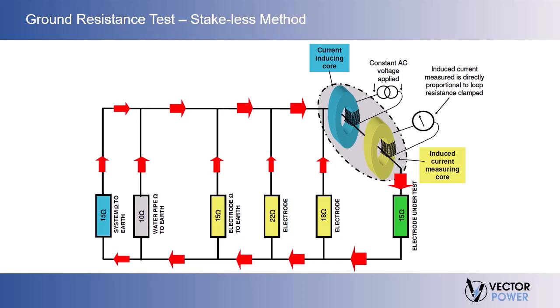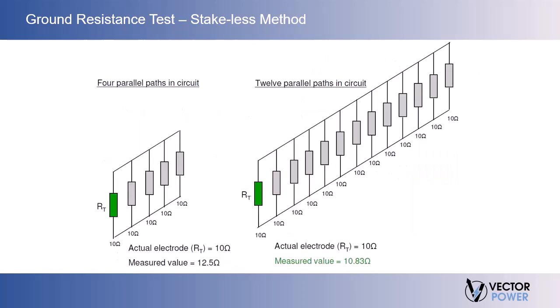That leads us to the key rules when using a stakeless tester. Our first rule is that there must be a loop resistance to measure, a series parallel resistance path, and the lower the better. Look at the two circuits shown. Note that more parallel paths lower the total resistance value. Hence, the more parallel paths, the lower the effect on the reading for the electrode of interest.